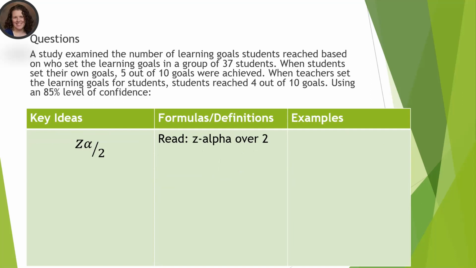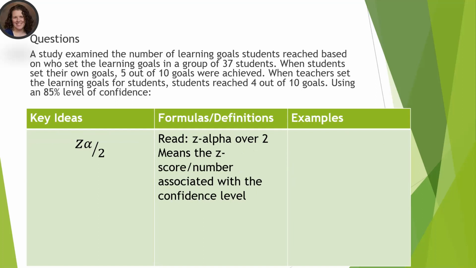We also need to understand what this Z alpha over 2 means. You're going to see this a lot, and you need to understand what it means and where it comes from. It's a specific type of Z-score. It's the Z-score, or the Z number, that's associated with the confidence level. In this problem, we have an 85% level of confidence. There's a few different ways you could say it: a level of confidence, a confidence interval, confidence level. They all mean the same thing.